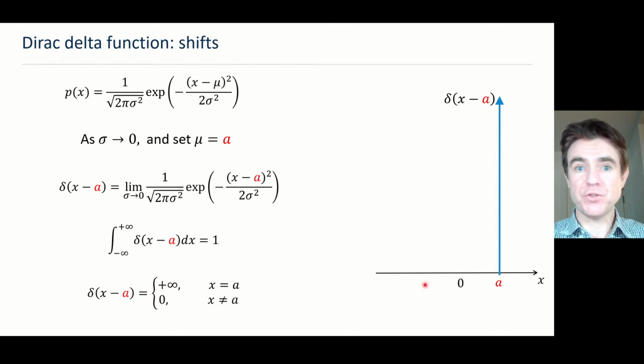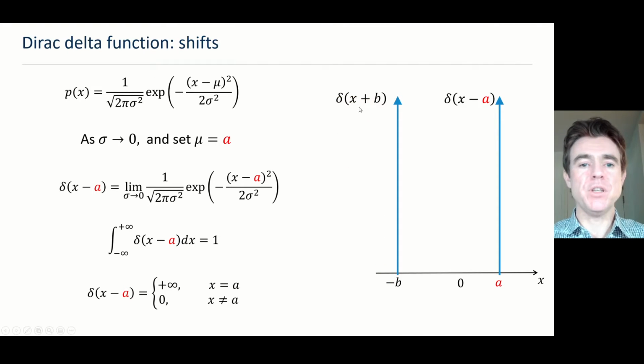And now, because we've shifted it to the right, we've got this property here that it's plus infinity where x is equal to a. So hopefully all very obvious. But as I said, we could also shift it in a different direction. So I could do delta x plus b, and that would now move the delta function to where x is equal to minus b. Again, we've got minus b plus b, delta of 0 is the plus infinity. So that's why the function shifts in that direction.